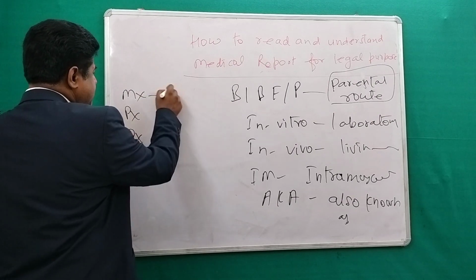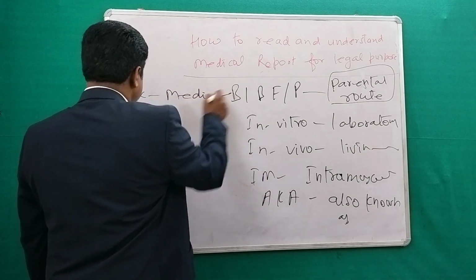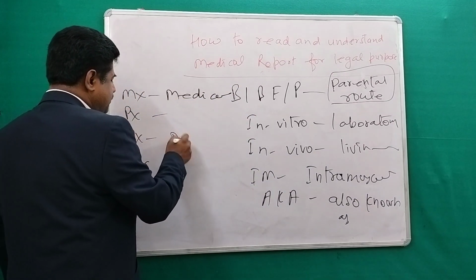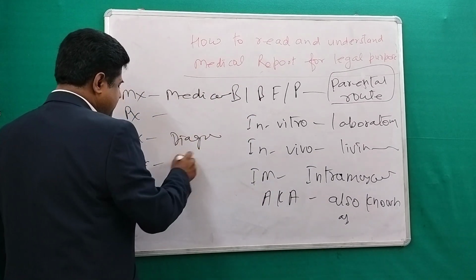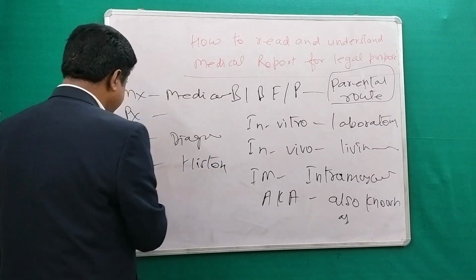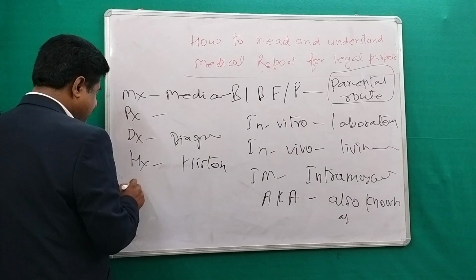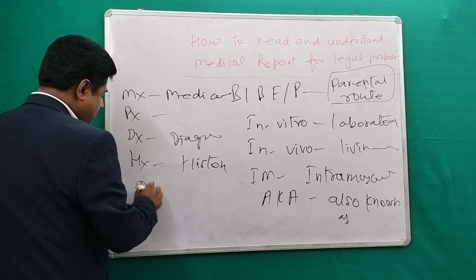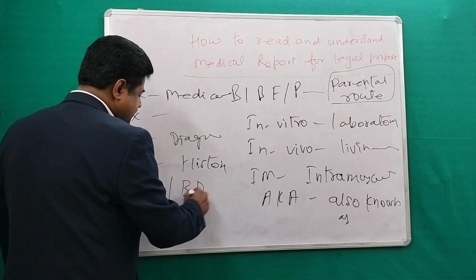These are like, this is medication, this is prescription, this is diagnosis, this is history. They are writing in a rough way and we have to decipher it. For example, they can also say OD, BD, which I've already discussed.